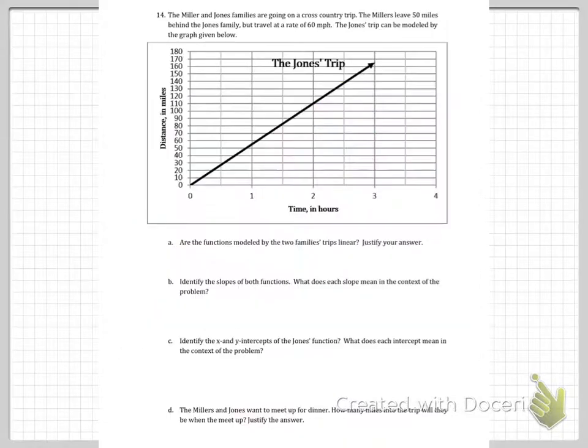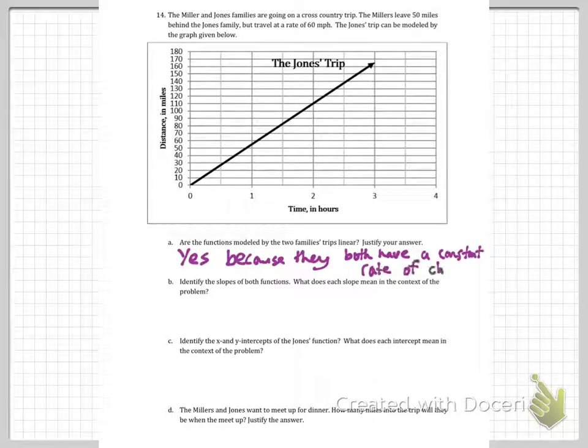All right. Last question. Nope, second last. The Millers and Jones families are going on a cross-country trip. The Millers leave 50 miles behind the Jones family but travel at a rate of 60 miles per hour. The Jones trip can be modeled by the graph given below. Are the functions modeled by the two families' trips linear? Justify your answer. Yes, because they both have a constant rate of change.